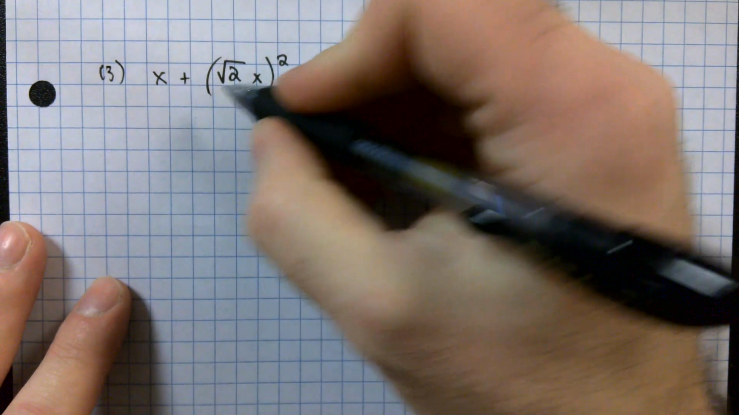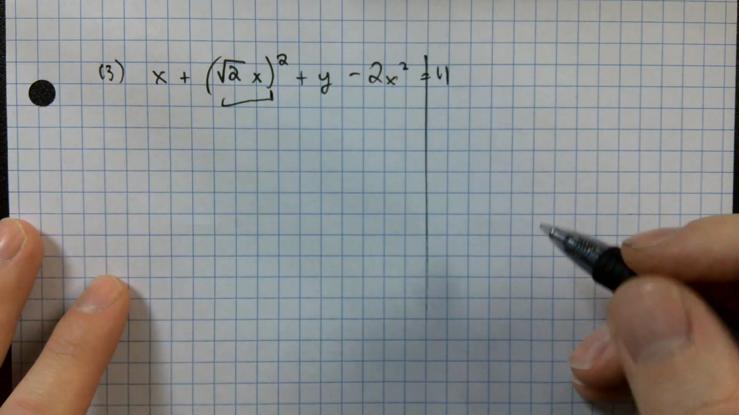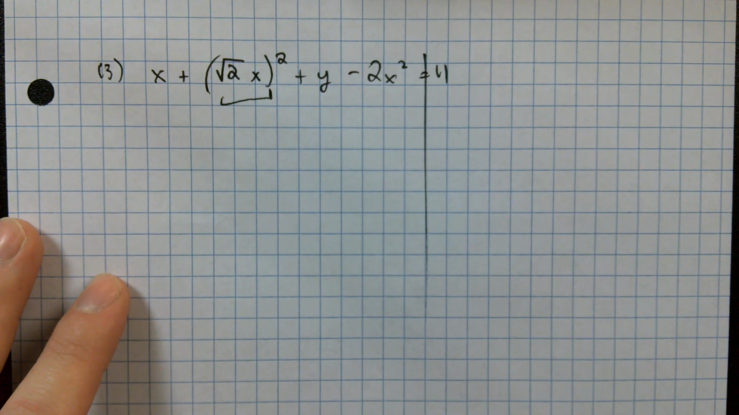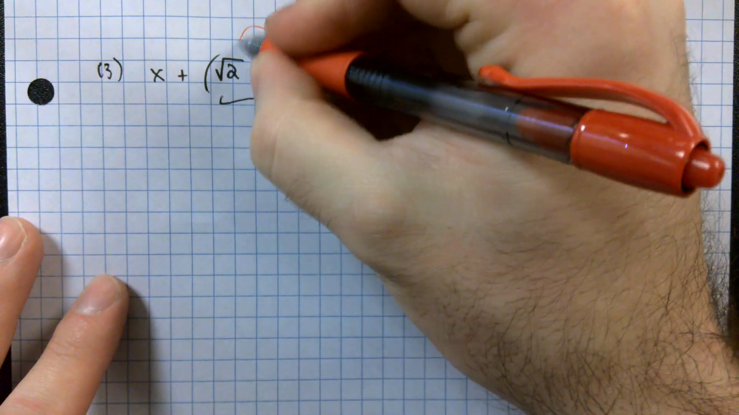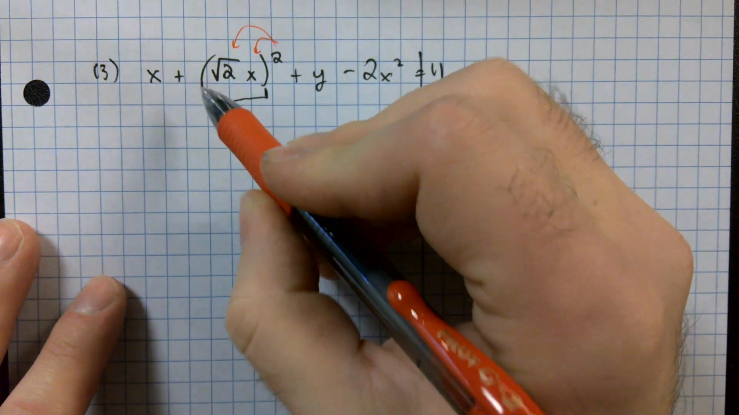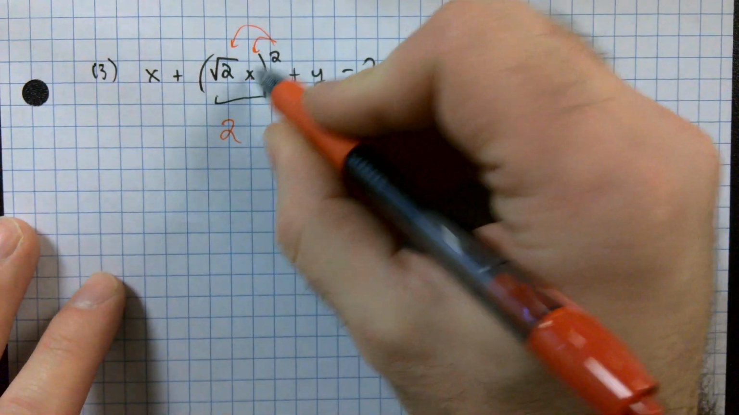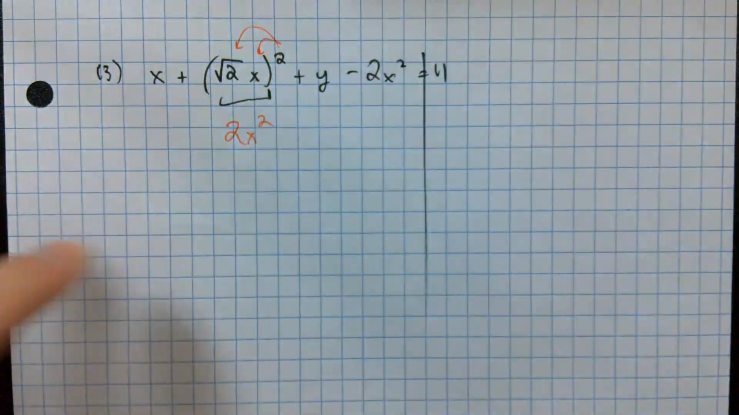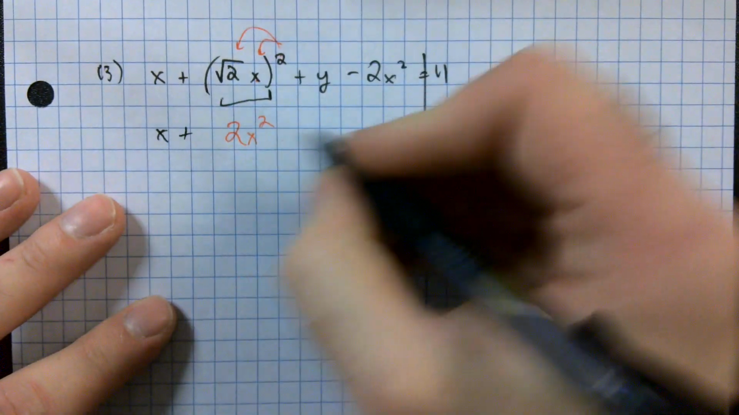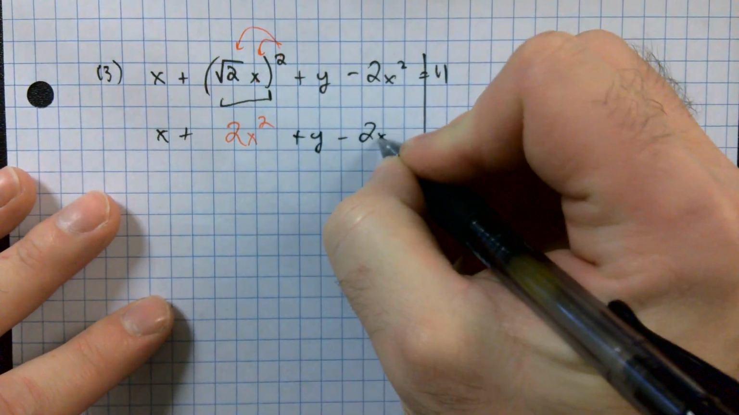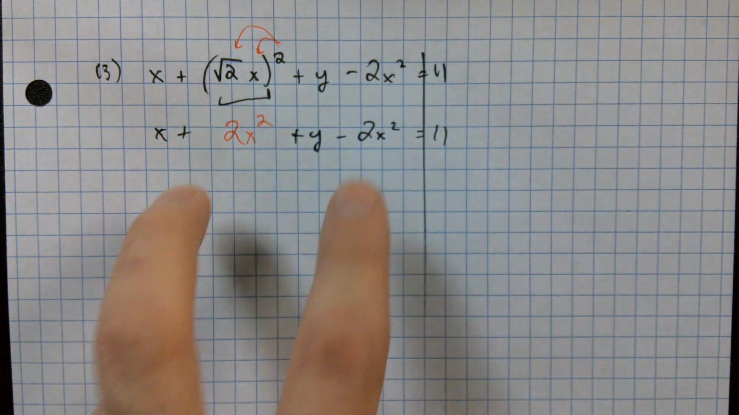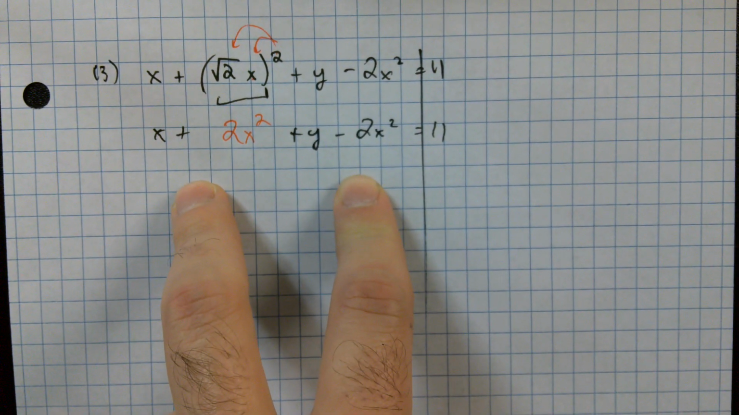Alex, what is that equal to? That is 2x squared. We distribute the exponent to both. The square root and the squared cancel, leaving me with 2. And x squared is just x squared. Okay, I've got x plus 2x squared plus y minus 2x squared equals 11. Are there any like terms I can combine here now? Yes. Yeah, Christian, what can I combine?